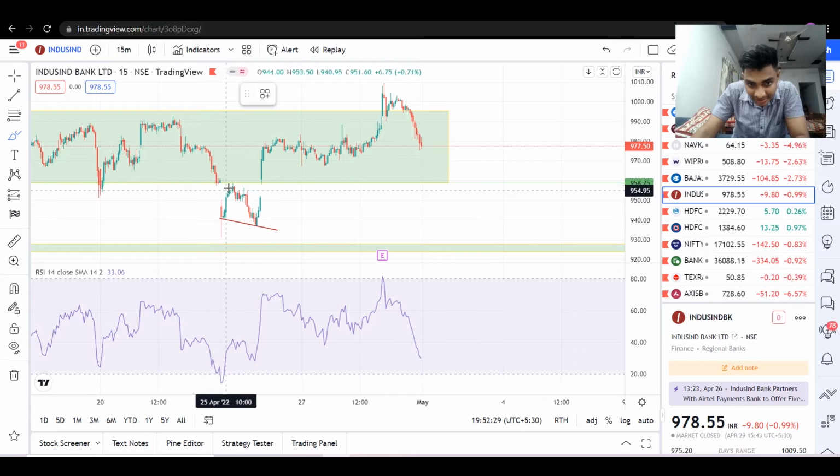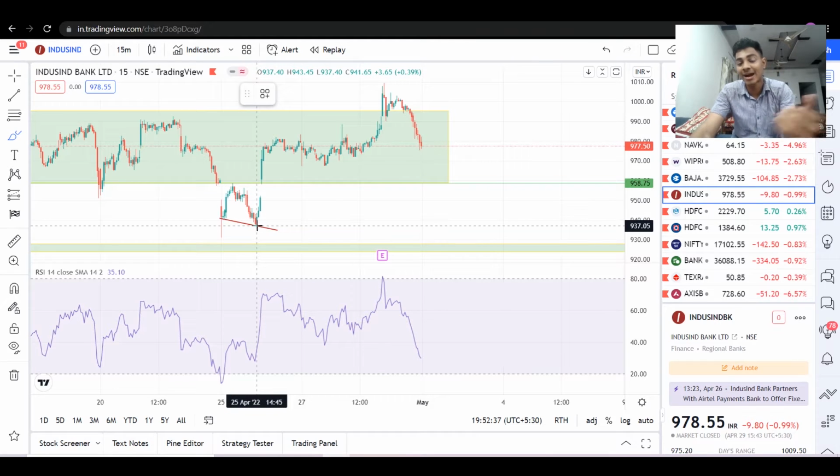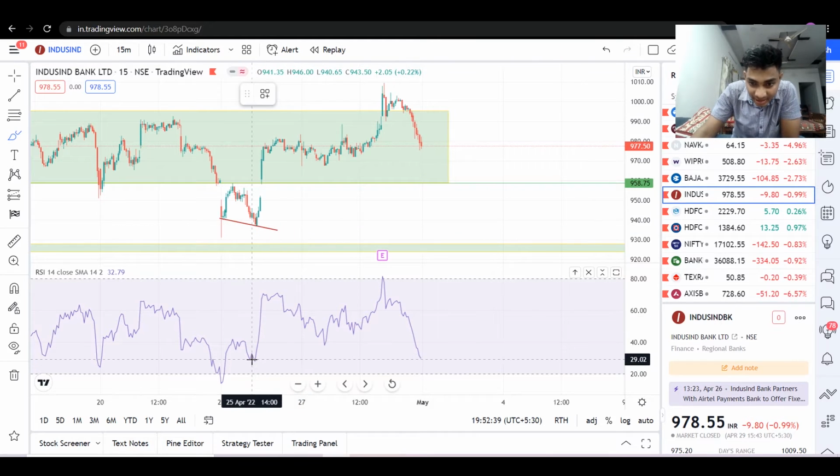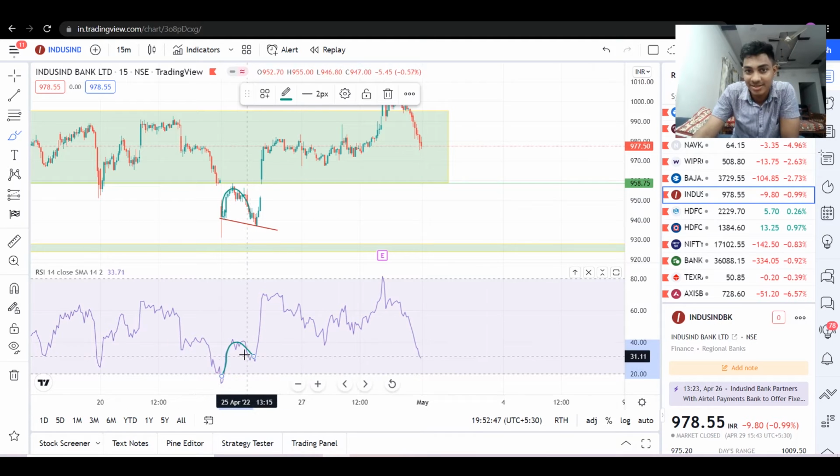Again, when the price went up and came down, this time the price is lower than the previous support. So when the price came near 937, can you tell me the RSI value? The RSI value is around 30. Now, do you think that the price is falling but the RSI value is increasing? So there is something happening, right?